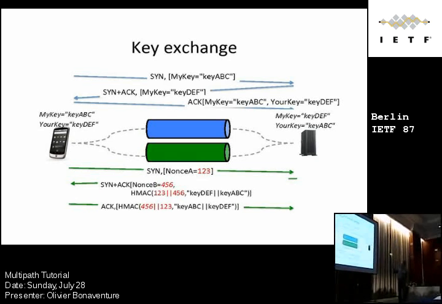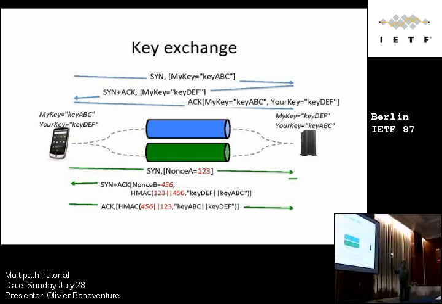Of course, using the keys in clear is not the best solution from a security viewpoint. But if you have 20 bytes, you cannot do Diffie-Hellman in 20 bytes, and you don't want to do Diffie-Hellman for each TCP connection. So there is a trade-off there.